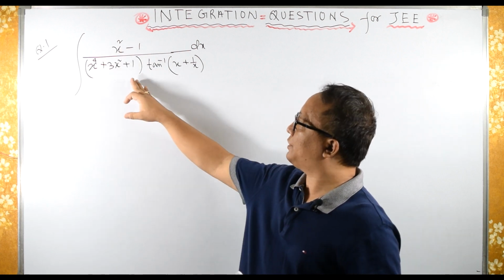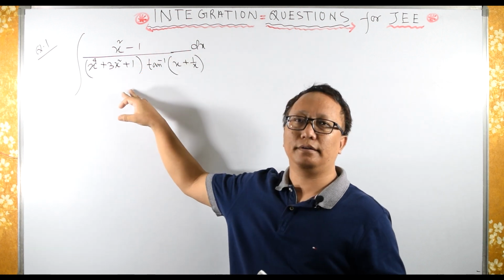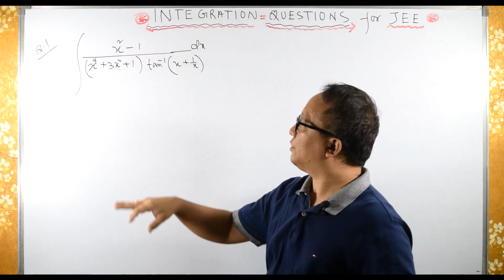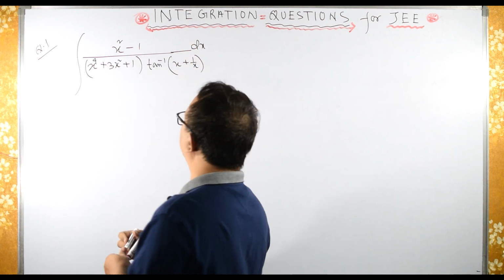So in these types of questions, what we used to do is divide the numerator as well as the denominator by x square. Okay. So let's divide the numerator as well as the denominator by x square and let's see what comes.